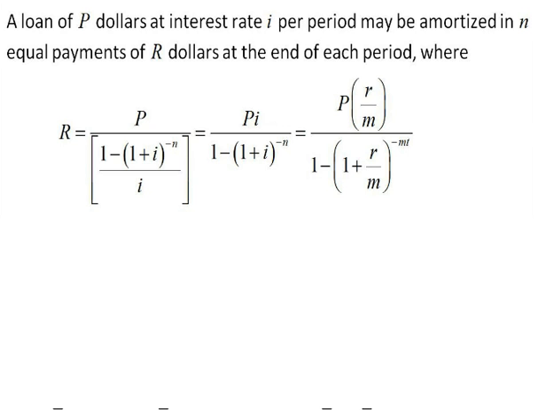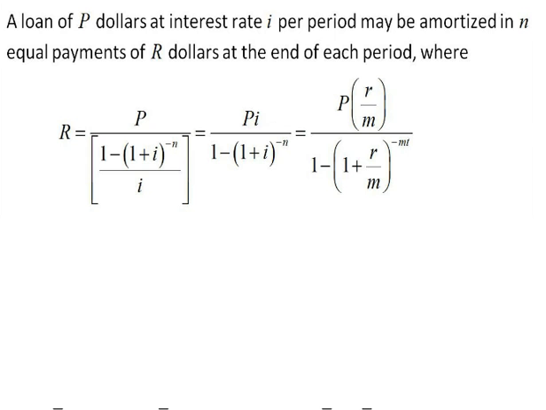Now the formula for R is equal to P divided by the quantity 1 minus the quantity 1 plus I raised to the negative N, all divided by I. Now, dividing by a fraction is the same thing as multiplying by the reciprocal, so let's multiply the P times the reciprocal at the bottom. So we'd have P times I all over 1 minus the 1 plus I raised to the negative N.